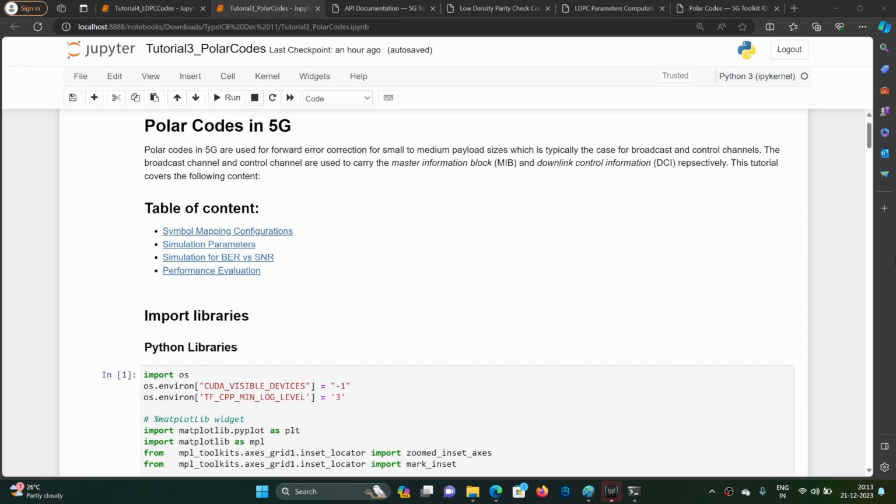In the last video we saw the implementation of modulation schemes in 5G-NR using Toolkit 5G. Similarly, in this video, we'll be seeing the implementation of two channel coding algorithms in the Toolkit 5G.